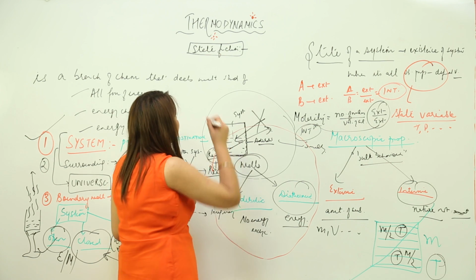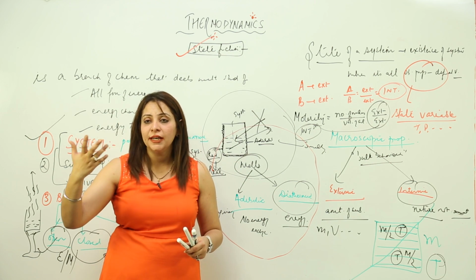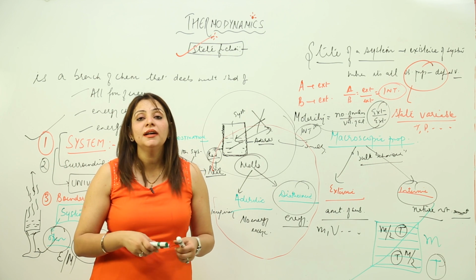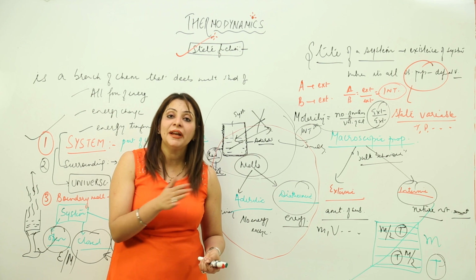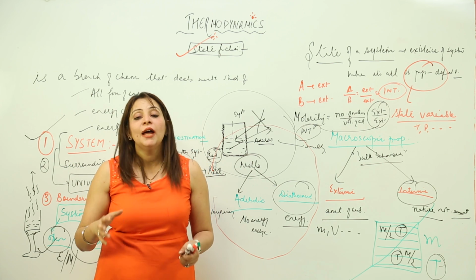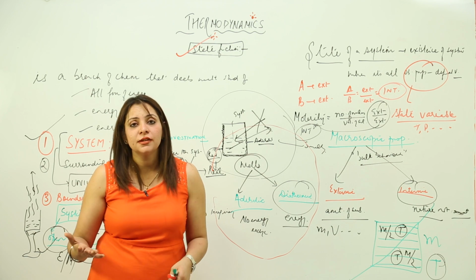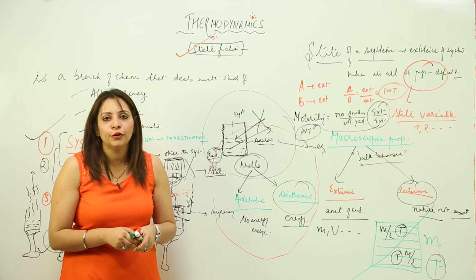So state function is an important concept because when we start with more topics, we are going to check whether a property is a state function or not. If it depends upon the mechanism through which that state is achieved, it is not a state function, and when it is independent of how the state is achieved, it is a state function. So this is what we have as the state function.